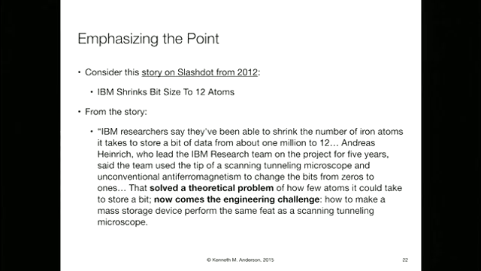So we're talking about a byte. A byte has 8 bits. They're talking about storing whether it's a 1 or a 0. It's down to 12 atoms now. He says, now comes the engineering challenge, how to make a mass storage device perform the same feat as a scanning tunneling microscope. Right? So it's great that you've got it down to 12 atoms.